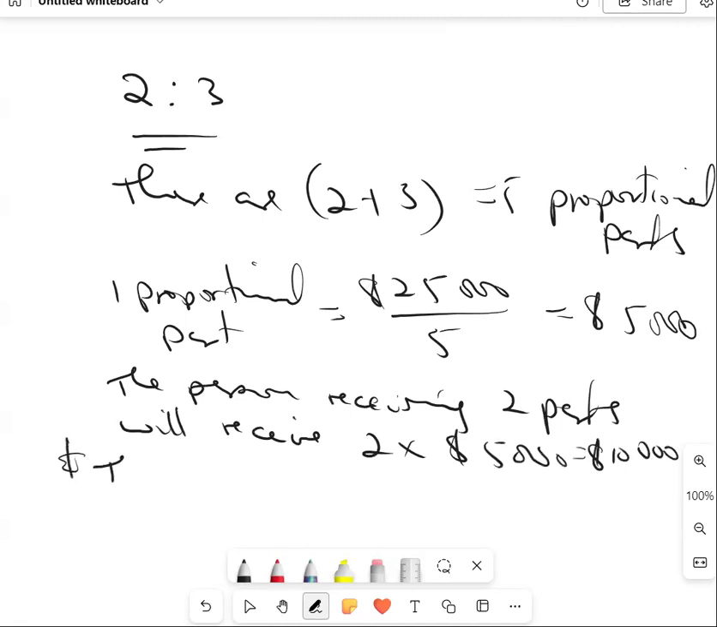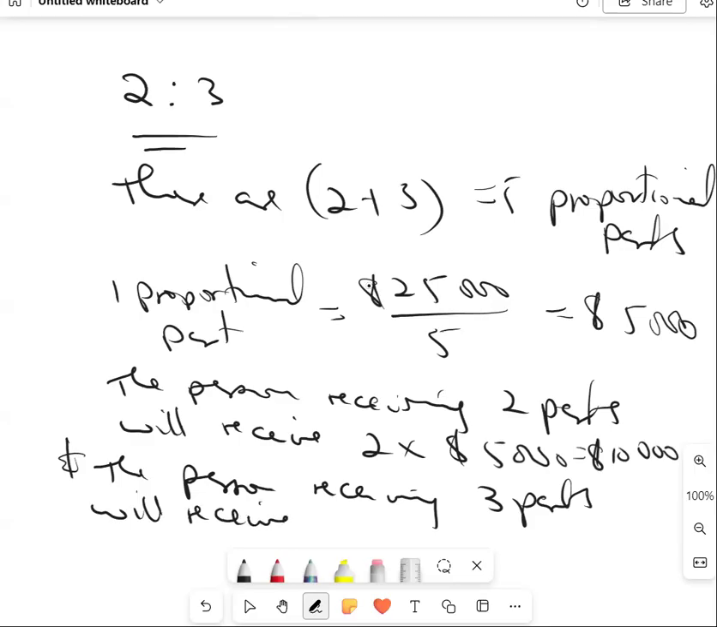And the person receiving 3 parts will receive 3 multiplied by 5,000, 15,000, right? And indeed, if you were to take these numbers, right?